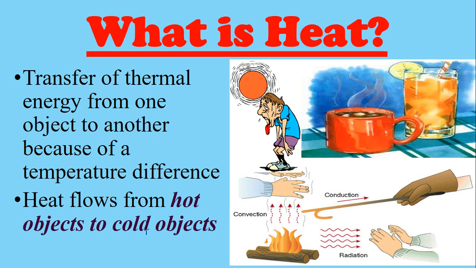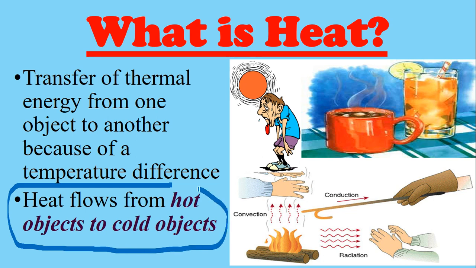So, definition: what is heat? Heat is the transfer of thermal energy from one object to another object because of the temperature difference. Now, it's really important that you understand how heat flows. Heat flows from hot objects to cold objects, hot to cold, hot to cold.